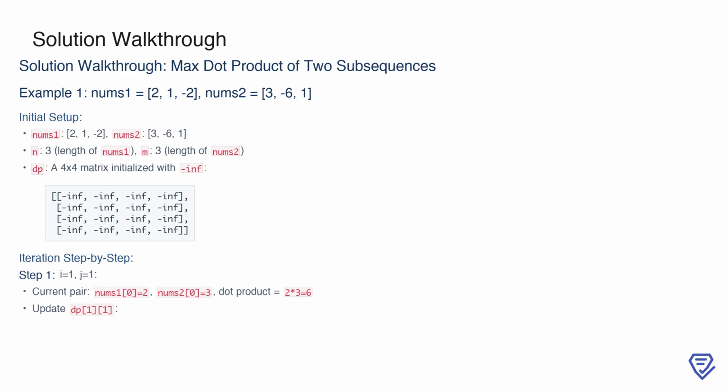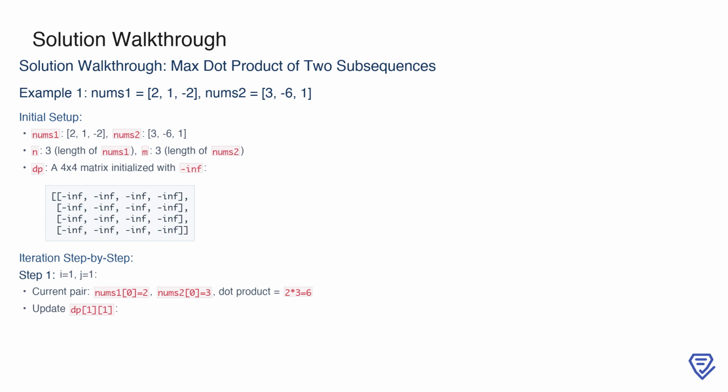To solve the problem of finding the maximum dot product of two subsequences, we start by setting up the initial parameters. Here, we have nums1 as 2, 1, -2, and nums2 as 3, -6, 1. The lengths of these arrays are 3 each, so n and m are both equal to 3. We'll use a dynamic programming table, dp, to store the intermediate results. This table is initialized as a 4x4 matrix filled with negative infinity, which represents the smallest possible value. The extra row and column allow us to handle base cases where one of the subsequences is empty.